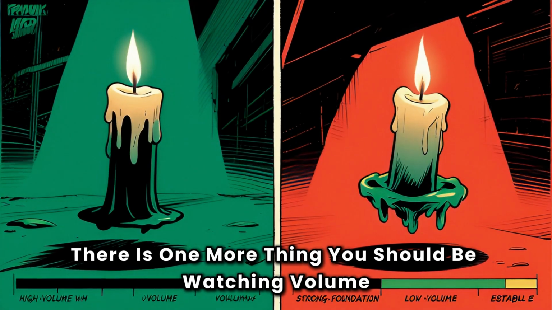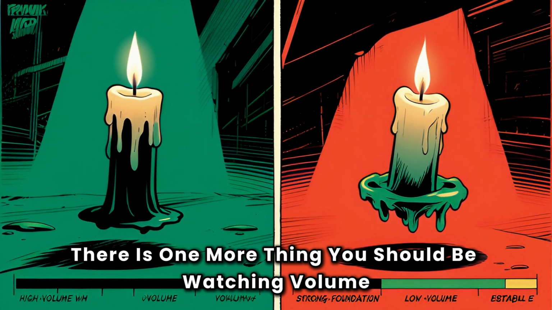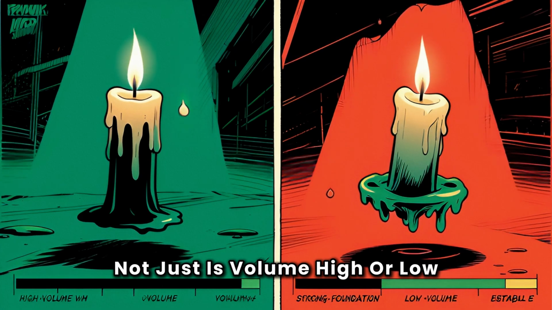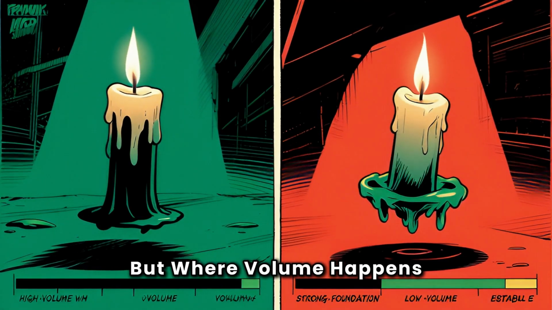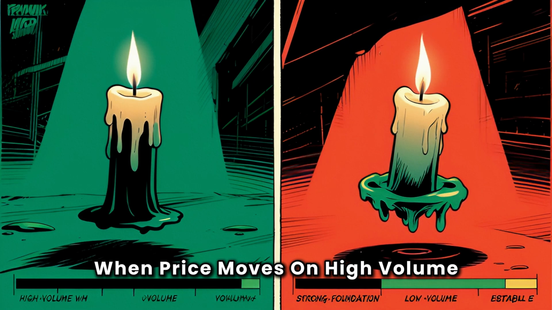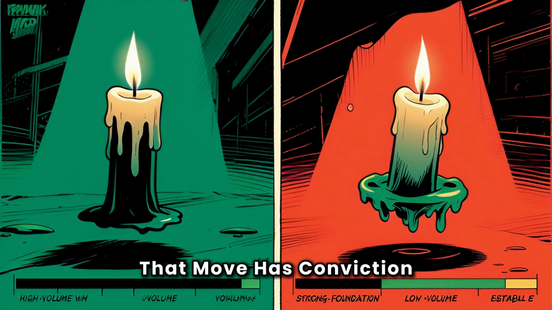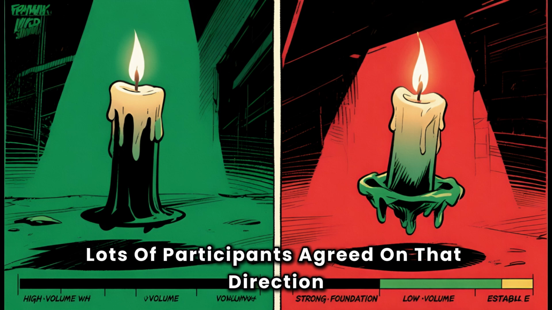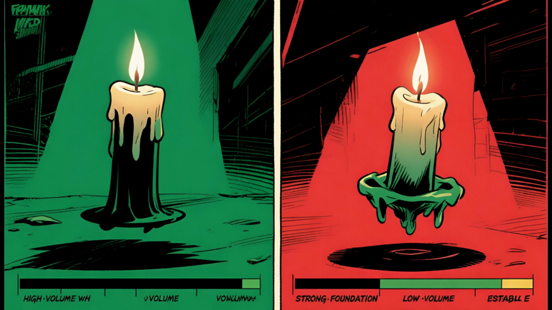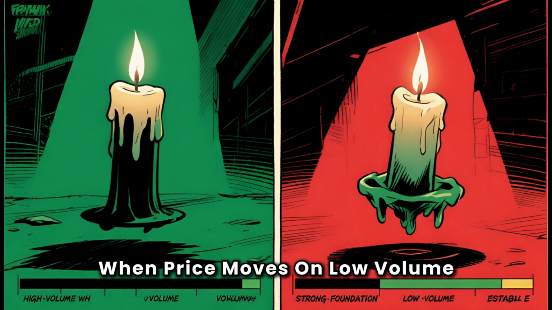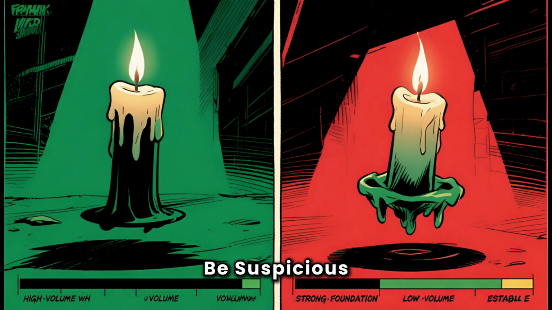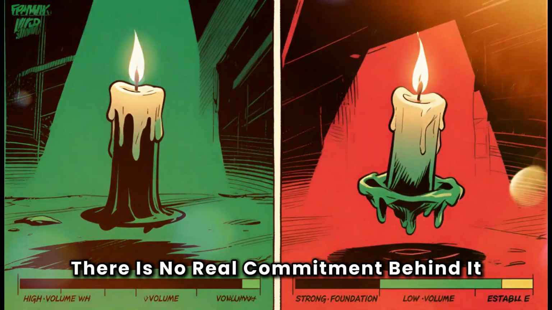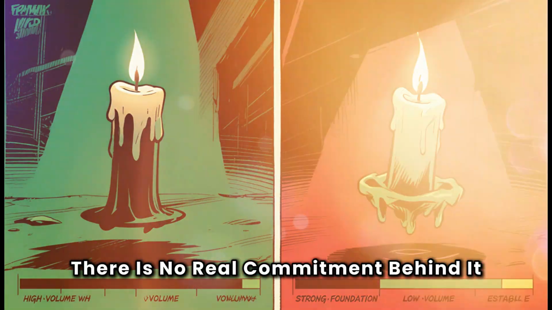There is one more thing you should be watching: volume. Not just is volume high or low, but where volume happens. When price moves on high volume, that move has conviction. Lots of participants agreed on that direction. When price moves on low volume, be suspicious. That move can reverse fast. There is no real commitment behind it.